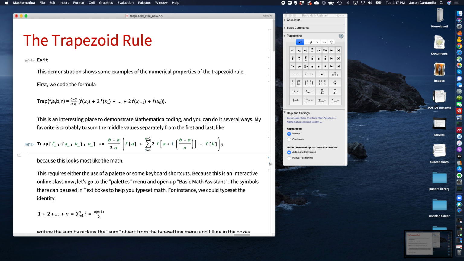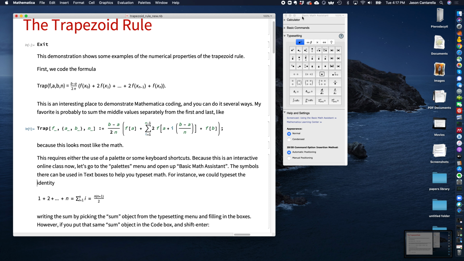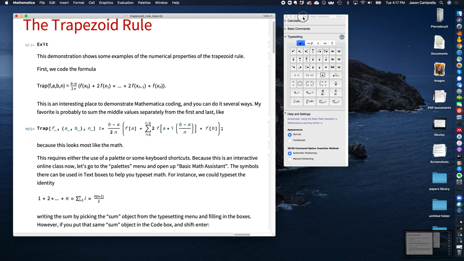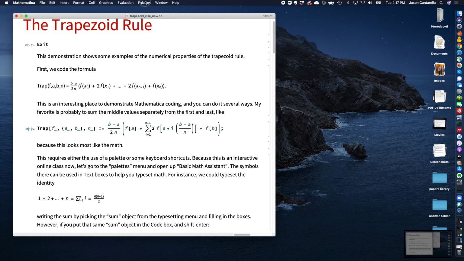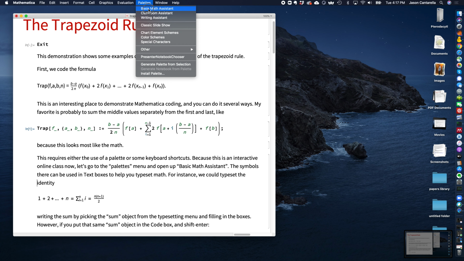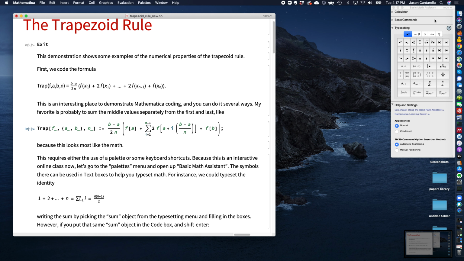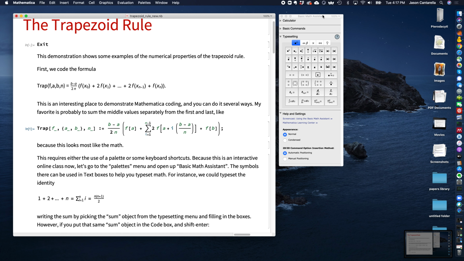So how did we type this in? Well, we used the palettes. I've got the palette over here. This is the Basic Math Assistant palette. If I close it, I can open it again by going to Palettes, Basic Math Assistant. And if we pull it over here, you see that it has things in the bottom row like indefinite integral, definite integral, sum, and product.